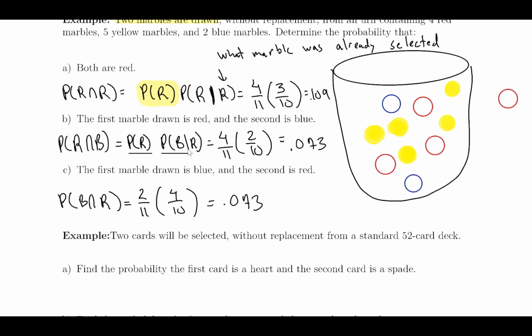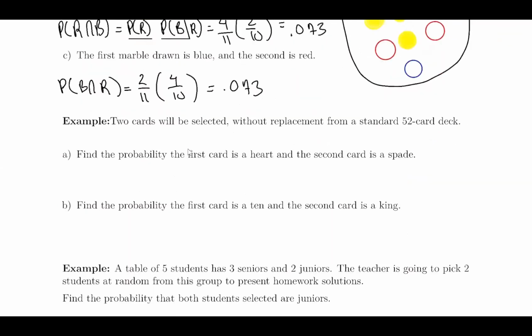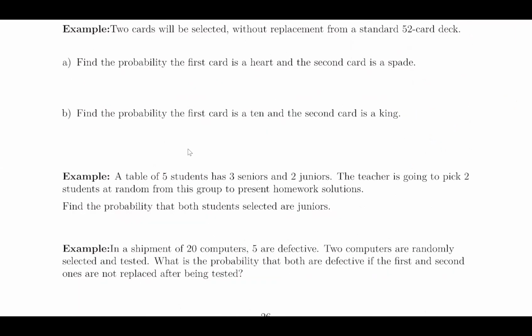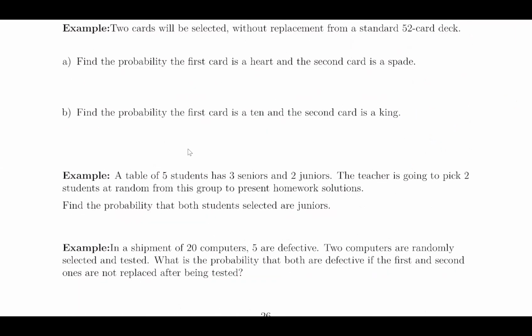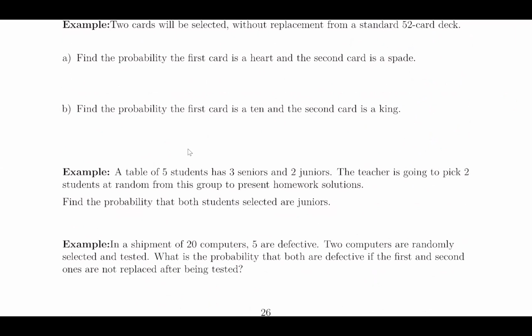So if you look at it, it doesn't matter the order. So if I say red, then blue, or blue, then red, it's the same probability because you're still at the end of the day getting a red marble and a blue marble. Everybody go for the C. All right. All right, so let's do the next one.